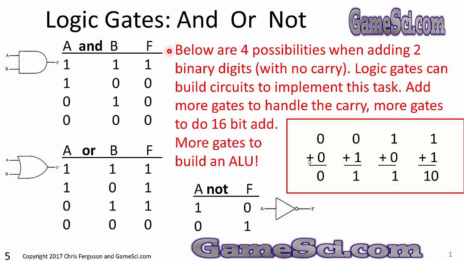Below are 4 possibilities when adding 2 binary digits with no carry. Logic gates can build circuits to implement this task. You could add more gates to handle the carry, more gates to do a 16-bit add, more gates to build an entire CPU. We know from binary addition, 0 plus 0 returns a 0.